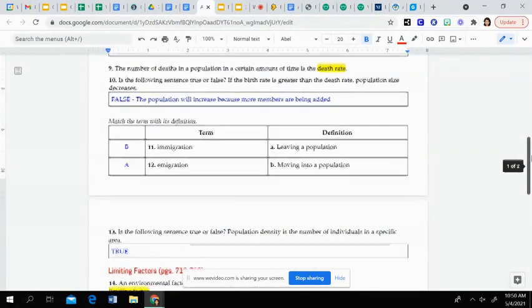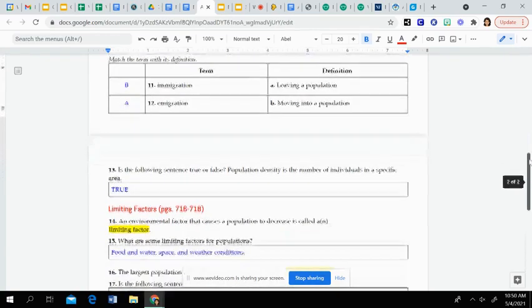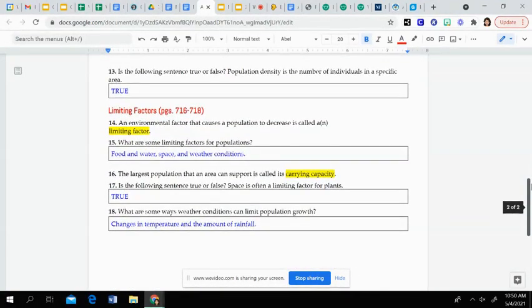Then looking at your matching, immigration is B when you move into a population, and emigration is A when you leave a population. Then 13, population density is the number of individuals in a specific area. This is true.